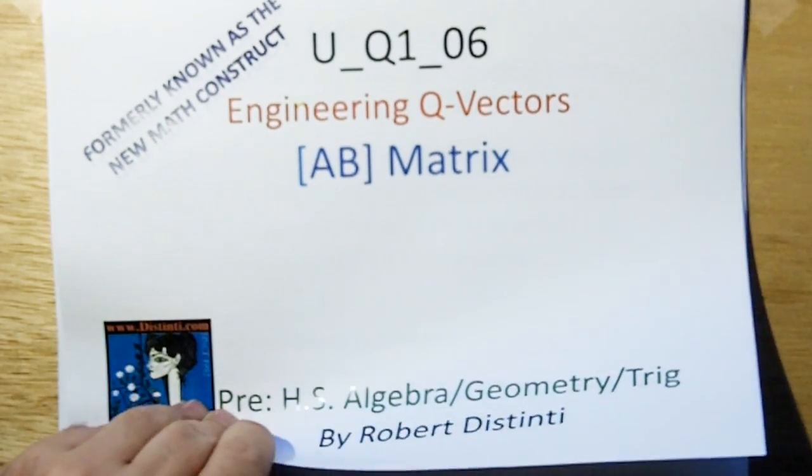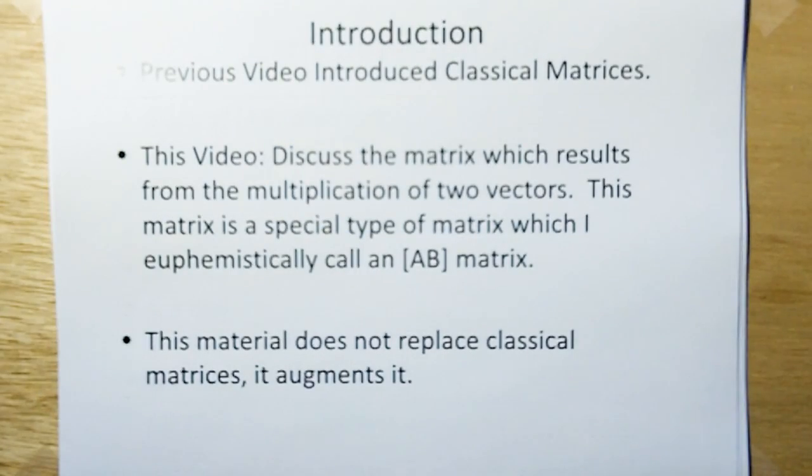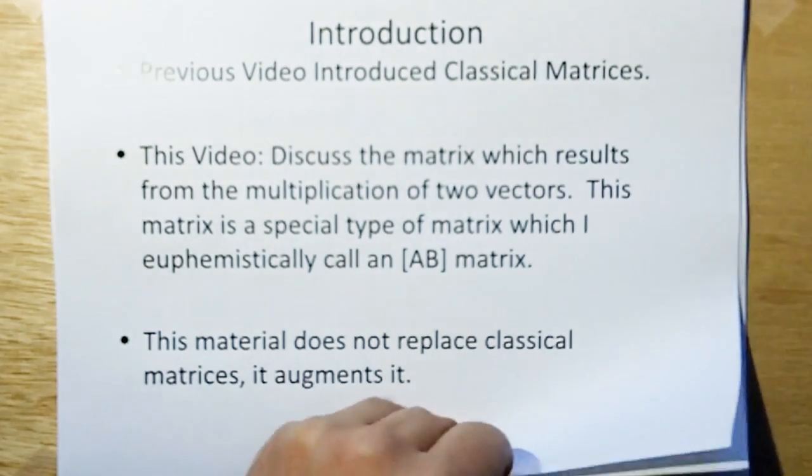We're going to discuss the AB matrix in this video. The previous video we introduced classical matrices. In this video we're going to discuss the matrix which results from the multiplication of two vectors. This matrix is a special kind of matrix which I euphemistically call an AB matrix. This material does not replace classical matrices, it merely augments it.